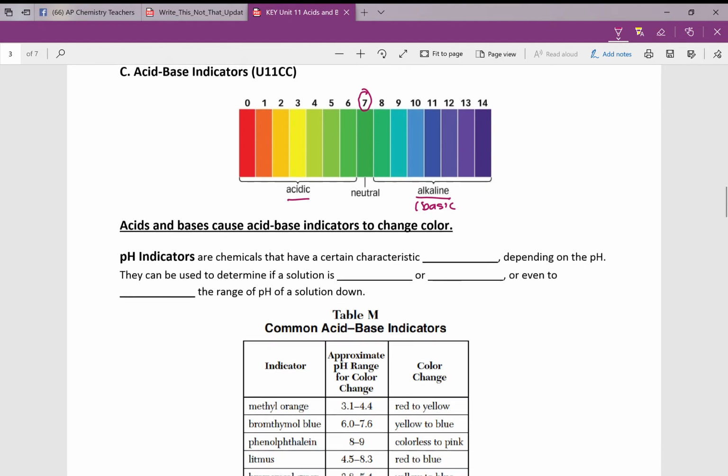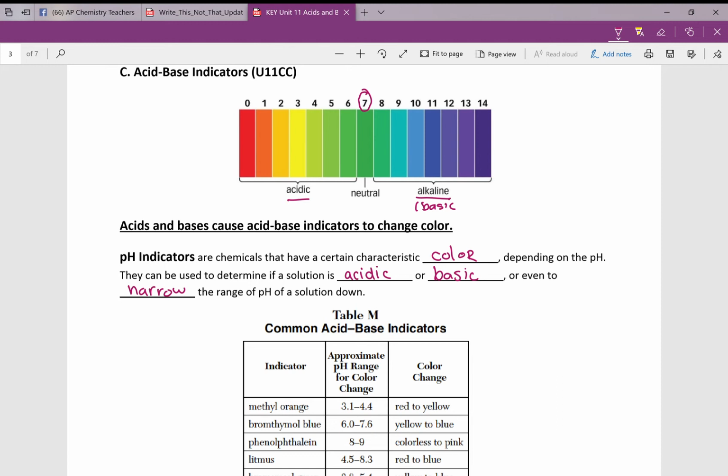So in terms of acid-base indicators, these indicators will change color depending on if it's an acidic solution or a basic solution, and give us some idea of what type of material or substance we're working with. So pH indicators are chemicals that have a characteristic color depending on their pH. They can be used to determine if a solution is acidic or basic, or even to narrow the range of the pH of the solution down if we couple different types of indicators together.